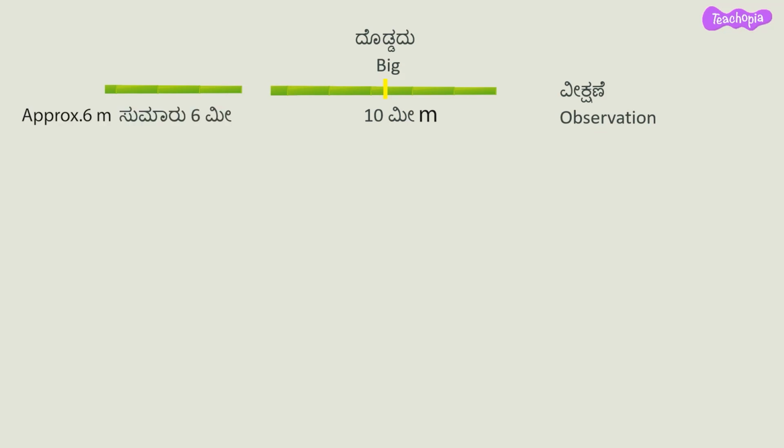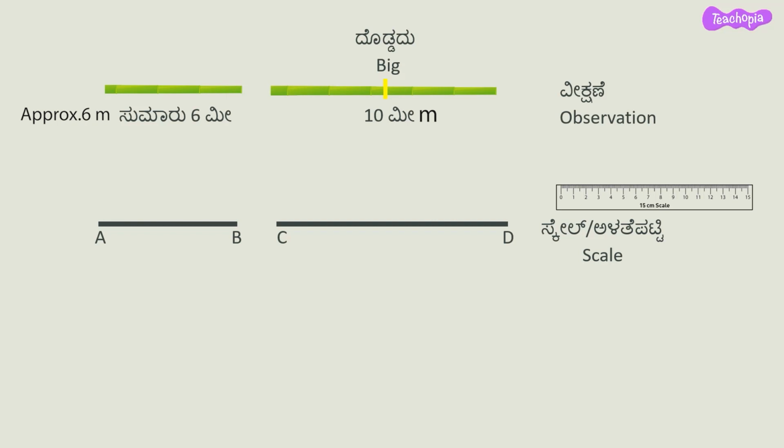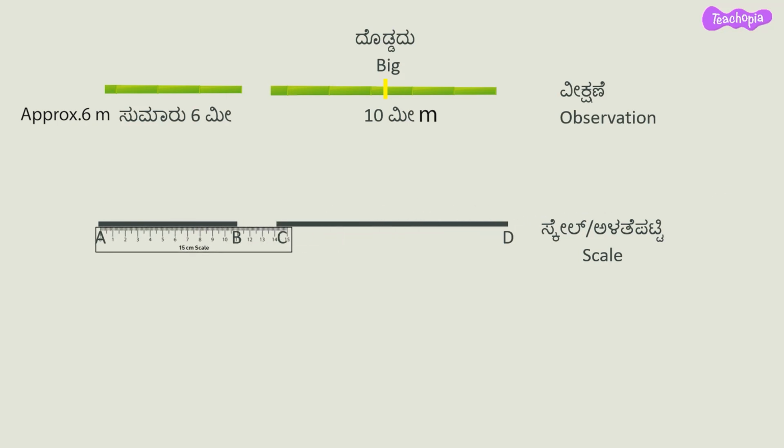Now we shall see another method of comparison. Let us take two line segments AB and CD. We can measure their lengths using a scale and then compare their lengths. We make the measurement of the first line segment and it is 11 centimeters in this case. The length of the second line can also be measured in the same manner.